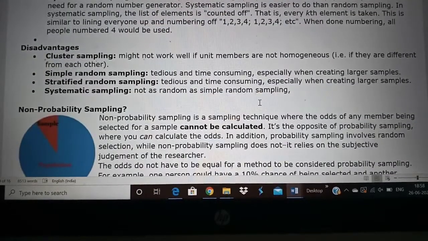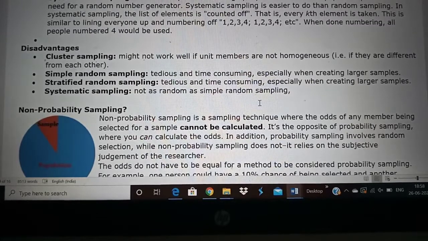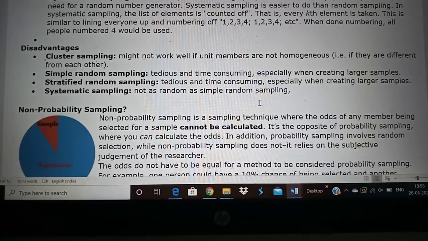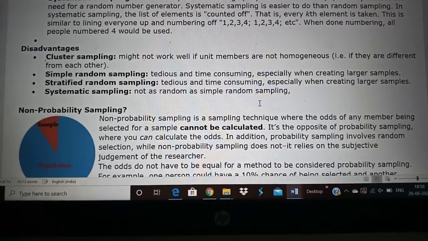The disadvantage in cluster sampling is, if it is not a homogeneous group, then it does not work. Not homogeneous means not similar to each other. When you select people, they should be similar to each other for the study. So if they are not homogeneous, then cluster sampling will not work. It would be better to use random sampling or other methods.